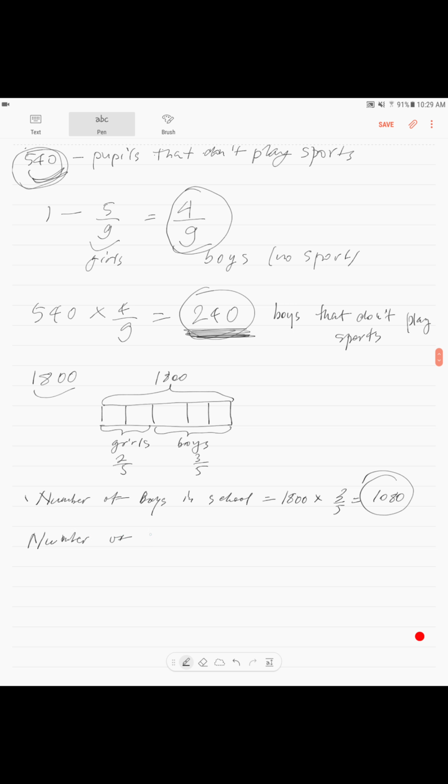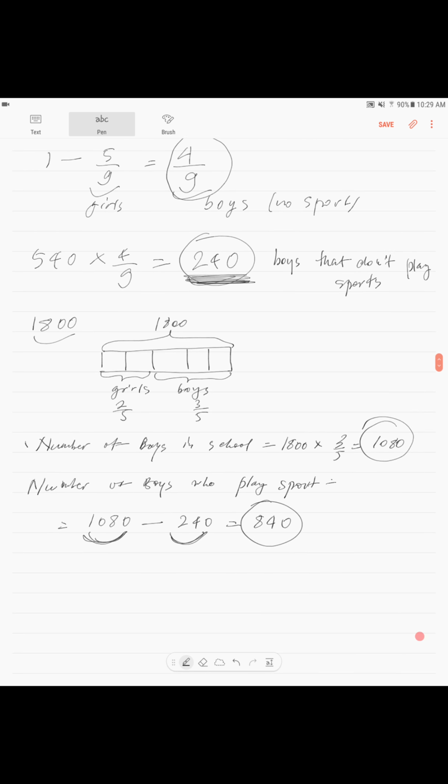Number of boys who play sports, right? Is how much? 1,080 total number of boys minus 240 boys that don't play. And you get the answer, 840. Right, that's your answer. And the answer is a sentence: 840 boys play sports. Right? That's it.